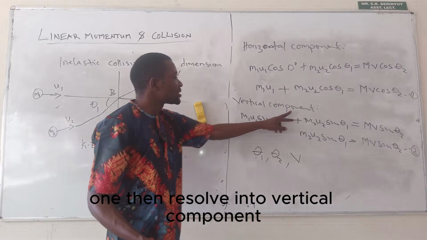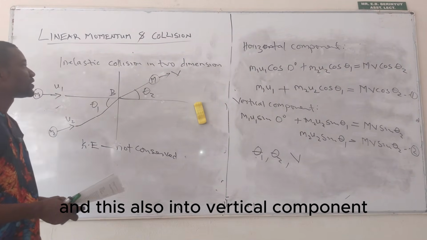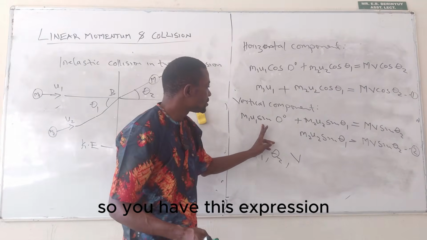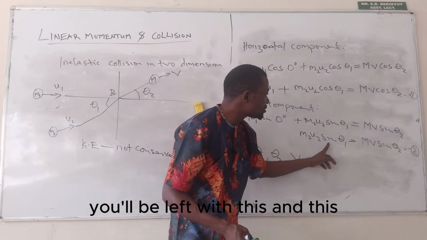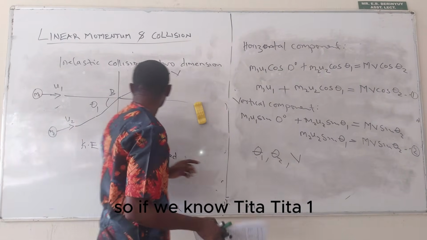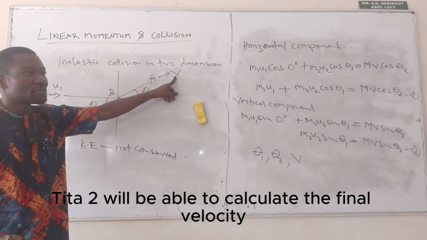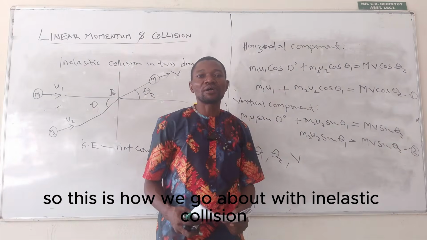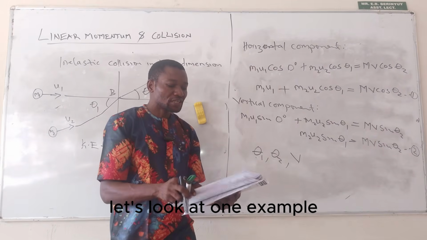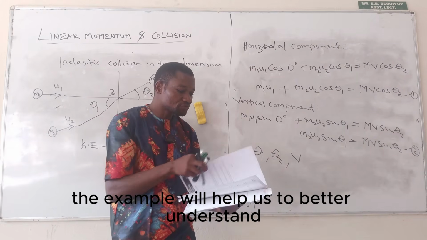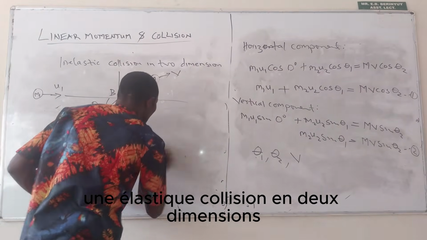Then resolve into vertical component. So you resolve this into vertical component and this also into vertical component. So you have this expression. Sine 0 is 0. So everything here will be 0. You'll be left with this and this. So if we know theta, theta 1, theta 2, we'll be able to calculate the final velocity. So this is how we go about with inelastic collision in 2 dimensions. Okay, let's look at one example. The example will help us to better understand inelastic collision in 2 dimensions.